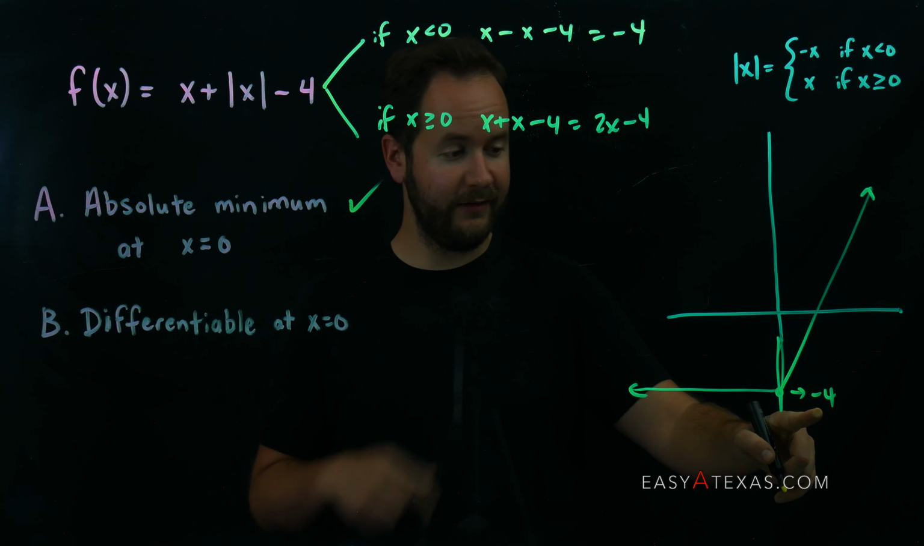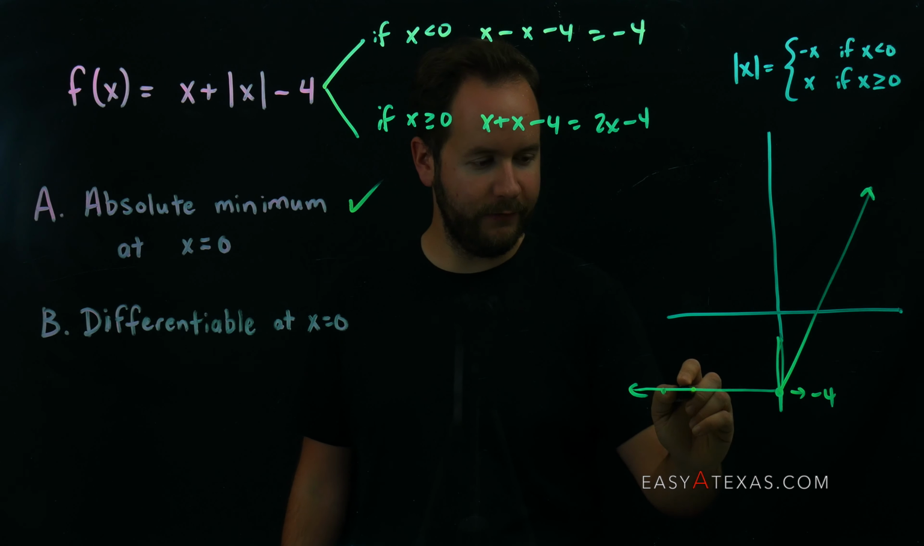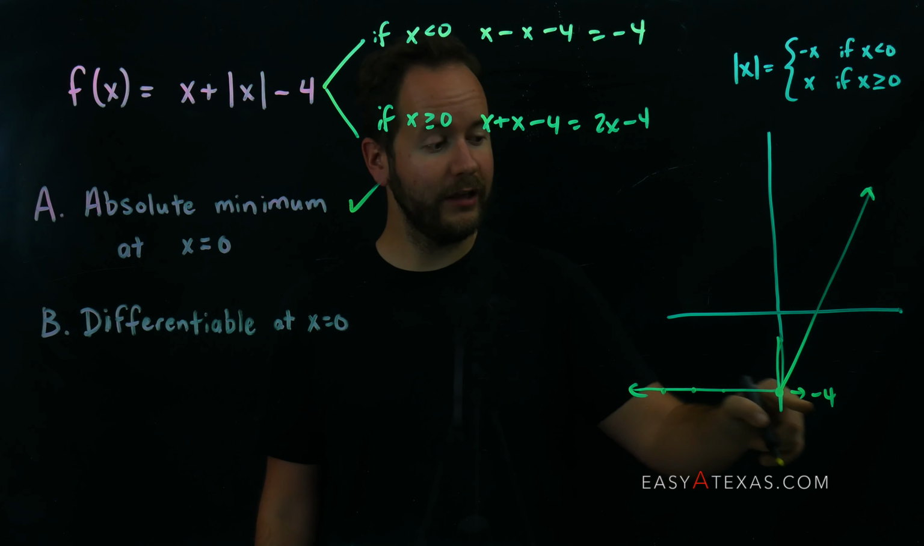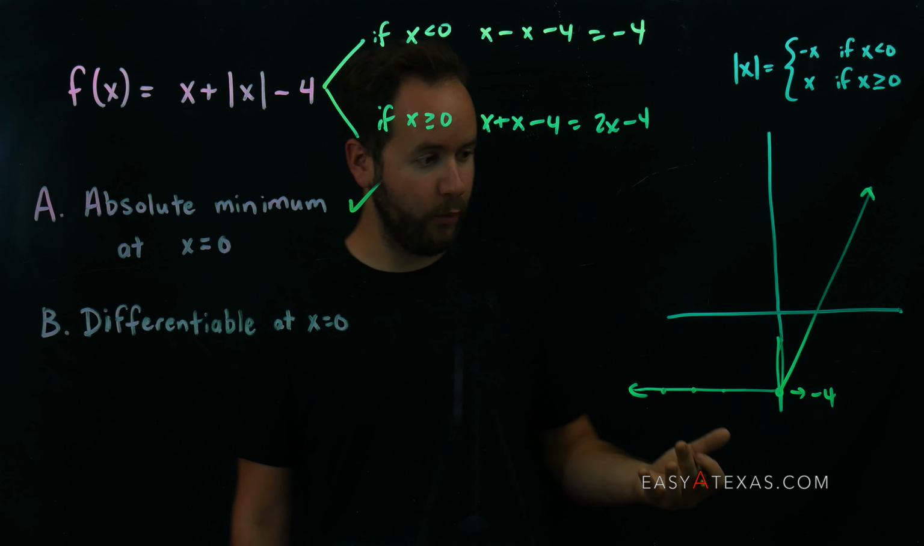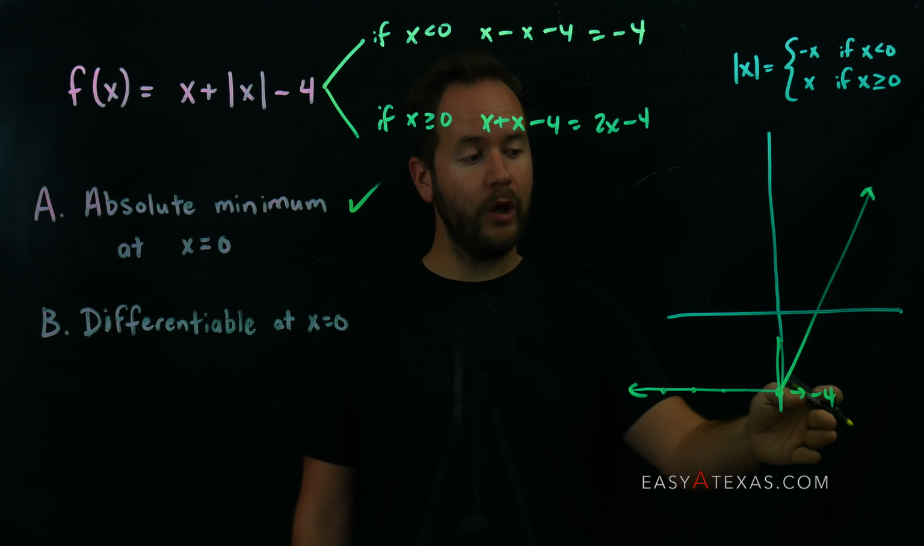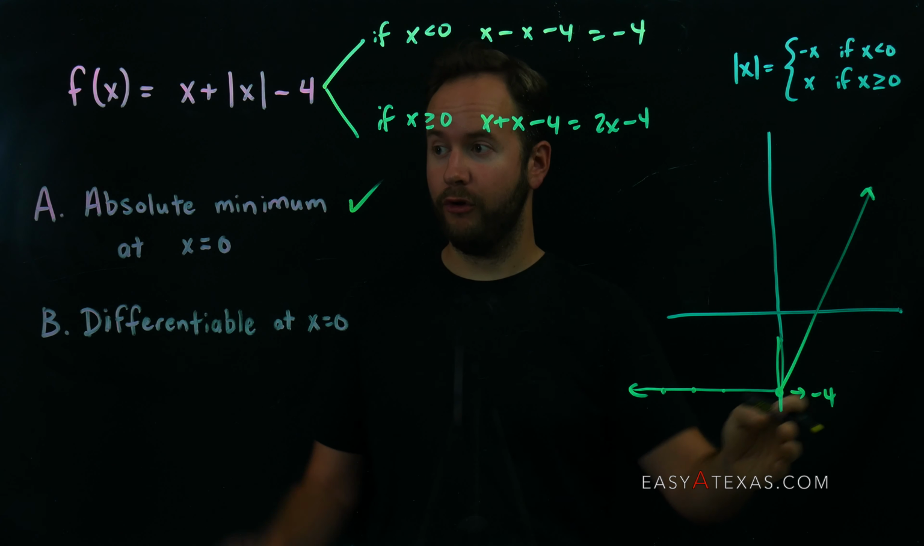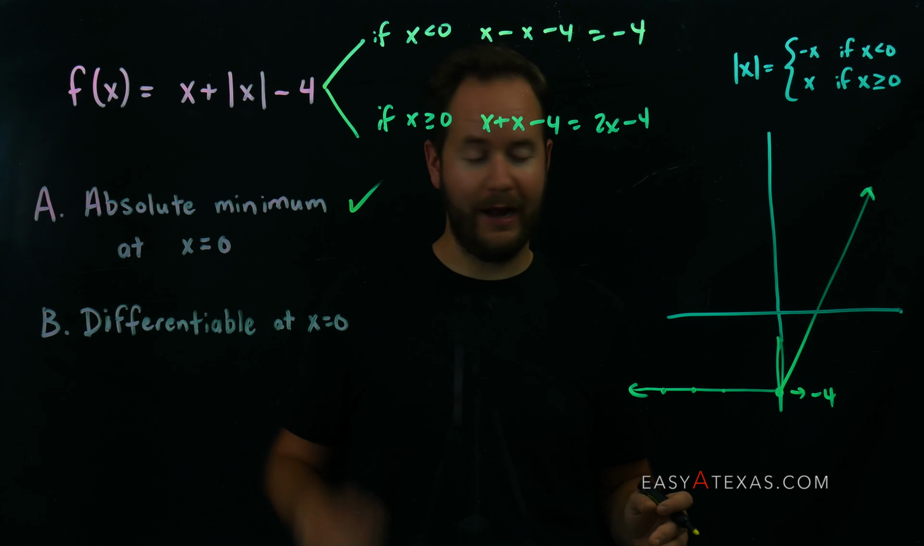Sure, you might contest that and say, well, aren't there other points that have a value of negative 4? Sure. But it is the lowest y value you'll get. You can't get a y value of negative 4.1 or negative 4.5 or negative 5. There is no lower y value on this graph besides negative 4. So indeed, we do have an absolute minimum at x equals 0.